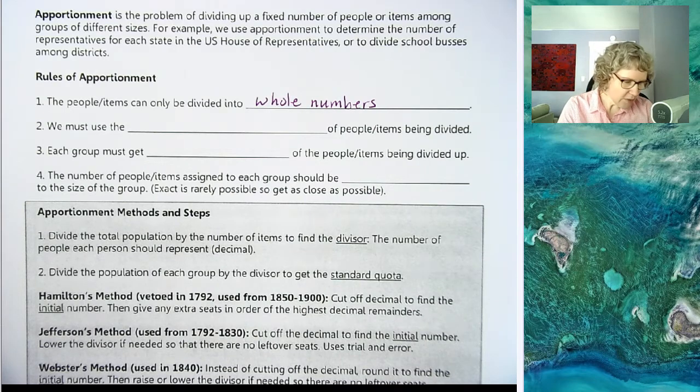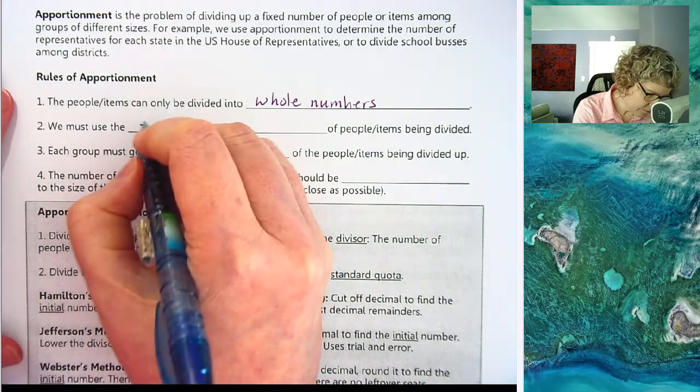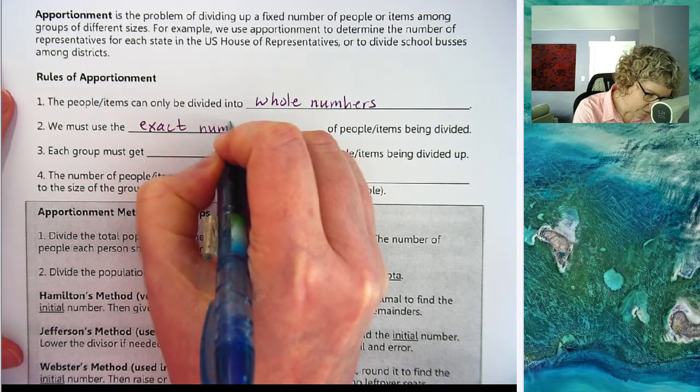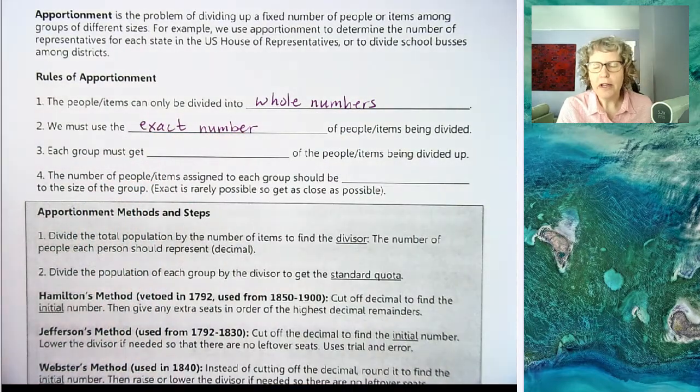Okay, the second rule is we must use the exact number of people or items being divided up. Can't use more and we can't use any less. We have to use all of the items or people that are being apportioned.